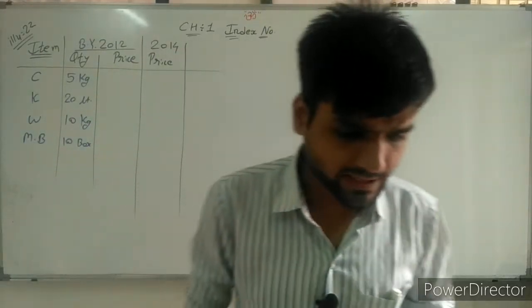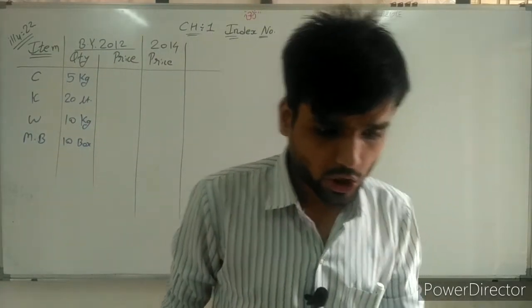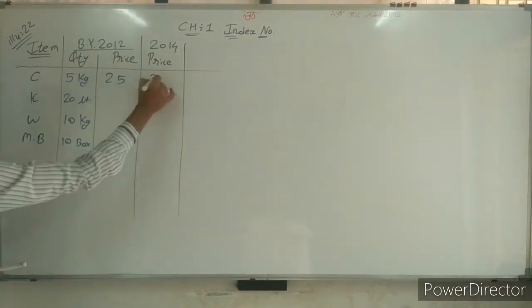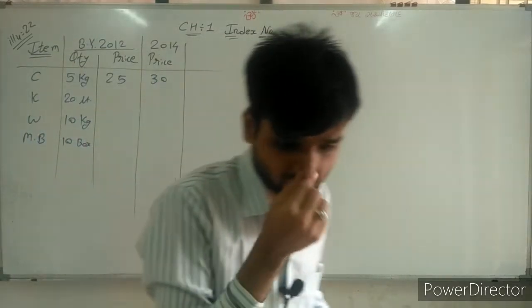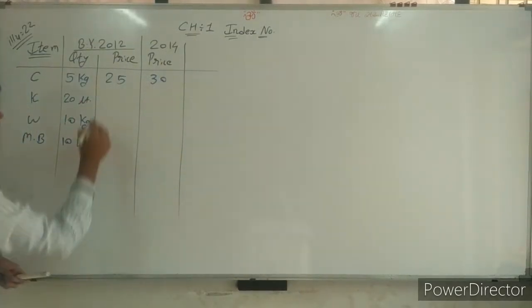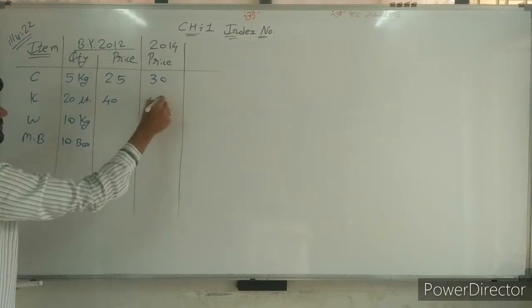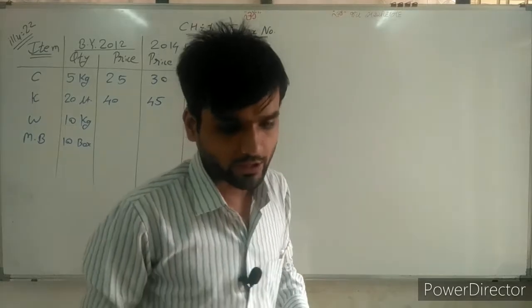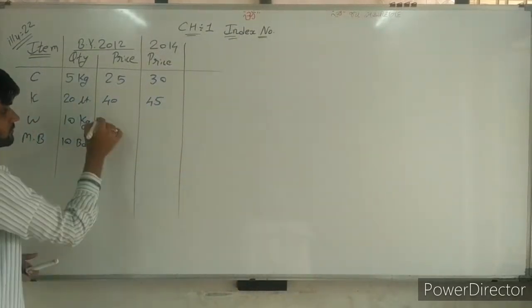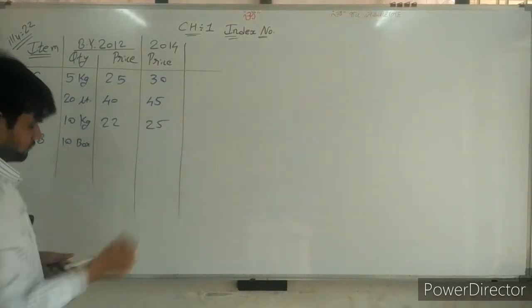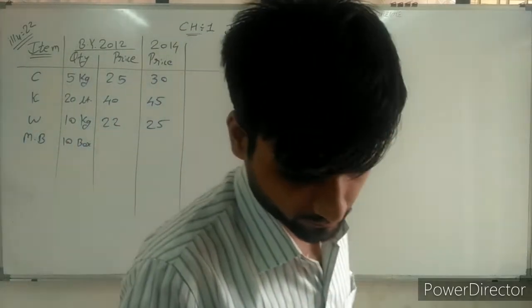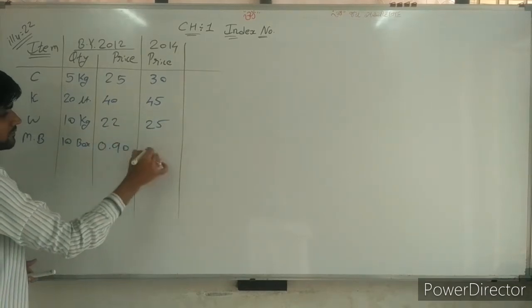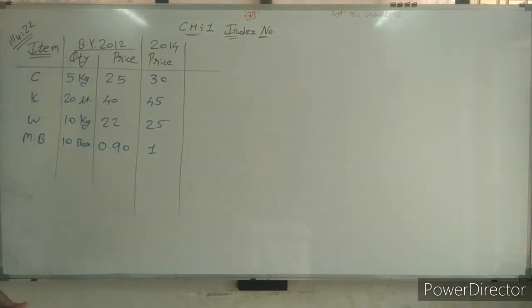So now I am writing prices: 25, 30; 40, 45. This is per unit price, so don't worry about it. 20, 25; 0.90 and 1. So these are the prices which are available.